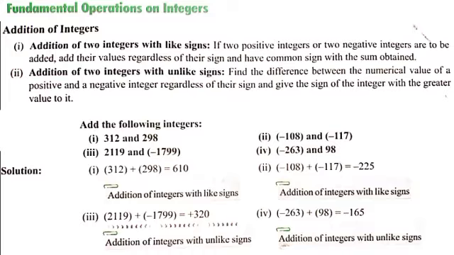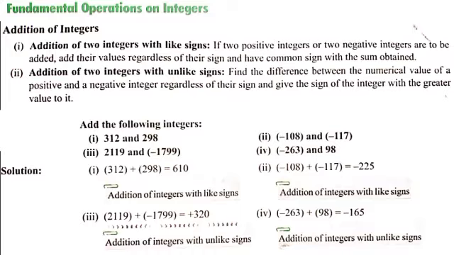That is, if minus 108 and minus 117 are added. Here they are alike: minus 108 is negative and minus 117 is also negative. So what about the addition of two numbers with unlike signs? Find the difference between the numerical values of the positive and the negative integer, regardless of their sign, and give the result the sign of the integer with the greater value. As I said before, let's do 2119 plus minus 799.